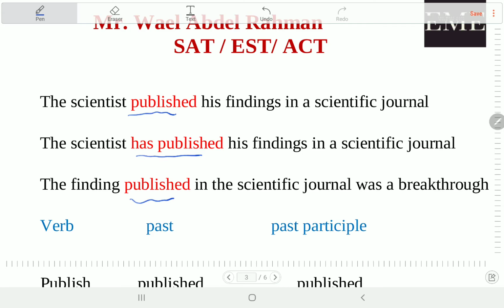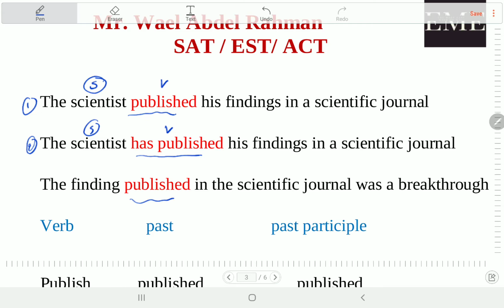Okay. In the first one, it is a verb. So it is the action. Remember, the verb is the action. The subject is the scientist. So what did the scientist do? He published. So it's a verb in the past. In the second one, the scientist has published. So again, the scientist is the subject. And what did the subject do? The scientist has published. So again, it's a verb.